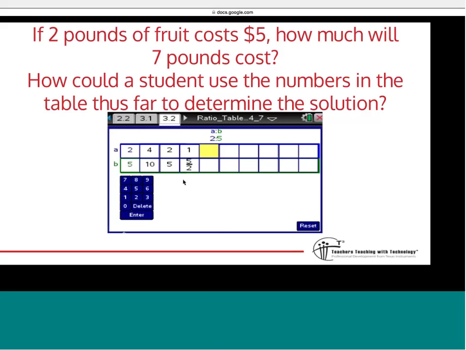17.50. Yes, the answer is 17.50, thank you. Okay, so what about other ideas? Here are some other ideas coming in from chat.